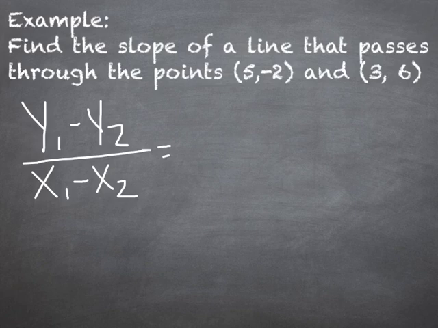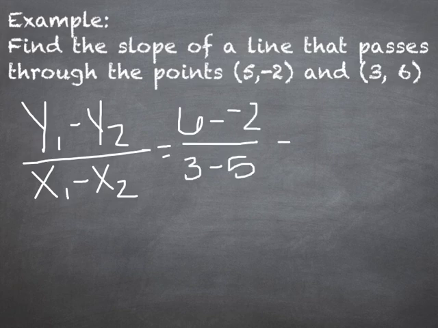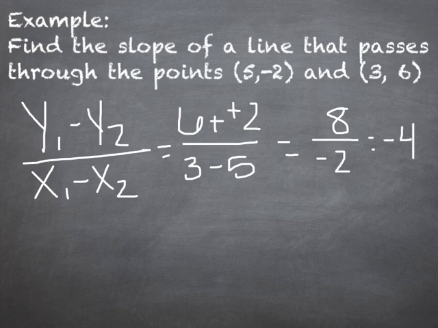So I'm going to go ahead and do 6 minus negative 2 over 3 minus 5. Minus a negative becomes plus a positive, and that becomes 8 over 3 minus 5, which is negative 2. We simplify that. 8 divided by negative 2 is negative 4. Our slope is negative 4.